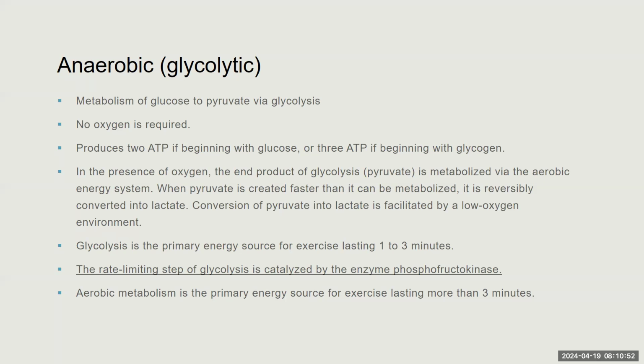Glycolysis is the primary energy source for exercise lasting between 1 to 3 minutes. The rate limiting step of glycolysis is catalyzed by the enzyme phosphofructokinase. And anything over 3 minutes, you're going to be relying on aerobic metabolism.